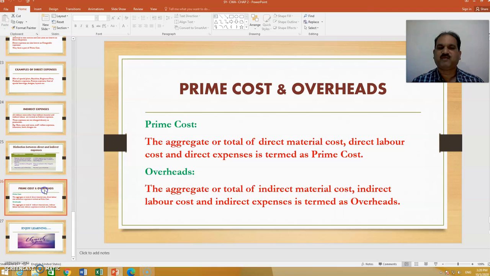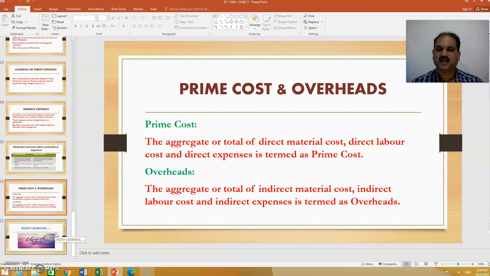In further lecture, we will be coming across two important terms known as prime cost and overheads. So what is prime cost? Let us have a look at the definition. The aggregate or total of direct material cost, direct labor cost and direct expenses is termed as prime cost. That means the total of all direct elements of cost is a prime cost. Whereas what is overheads? The aggregate or total of indirect material cost, indirect labor cost and indirect expenses is termed as overheads. That is, all indirect elements of cost are known as overheads.